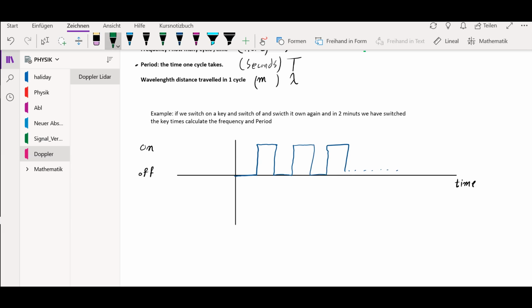Now let's distinguish a cycle. This is a cycle between two switch offs. This is also a cycle between two switch offs. Oh no, I made a mistake because it is from here to here, and these two should be equal.